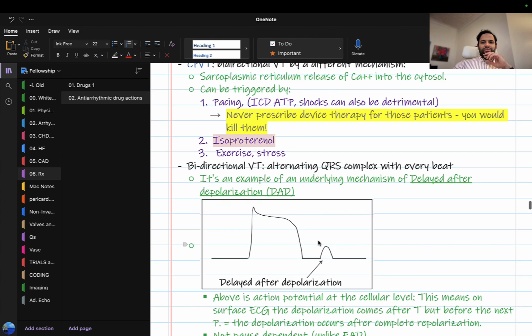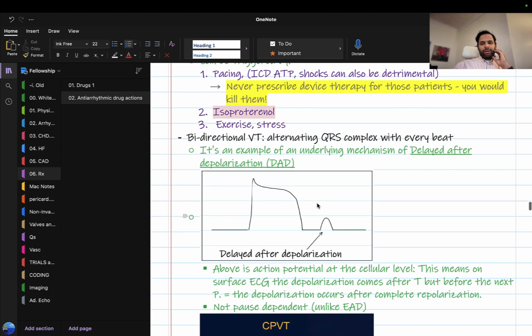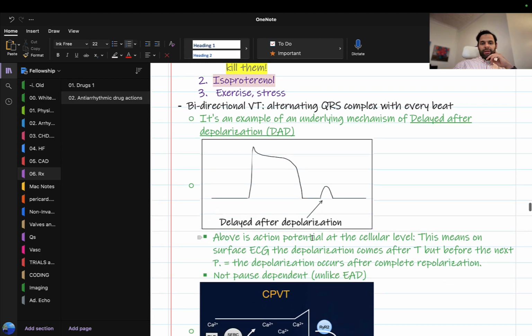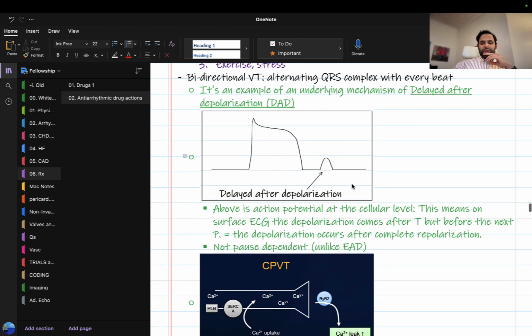It's an example of an underlying mechanism of delayed afterdepolarization. So the underlying mechanism is delayed afterdepolarization. Normally the calcium should be restored outside of the cytosol by here, but because we have a little bit of calcium here, then you can have a delayed afterdepolarization and potentiate a new tachyarrhythmia. Above is the action potential at the cellular level.